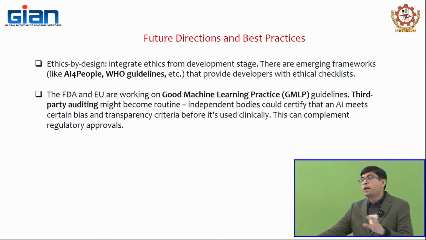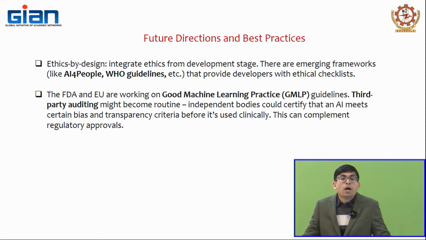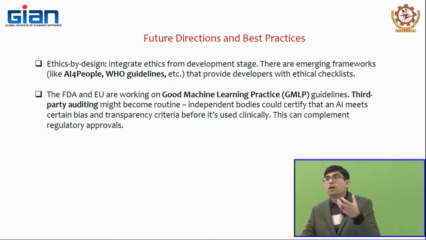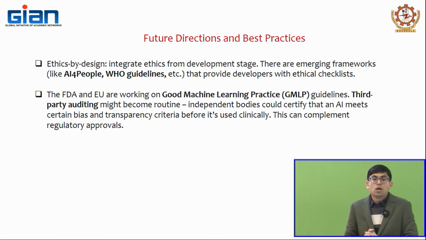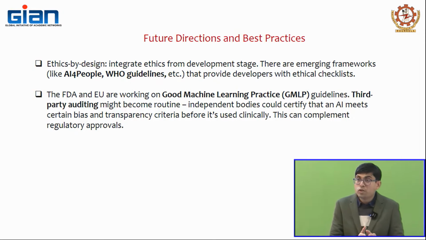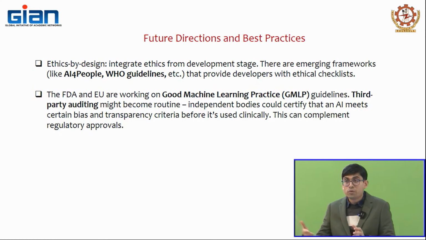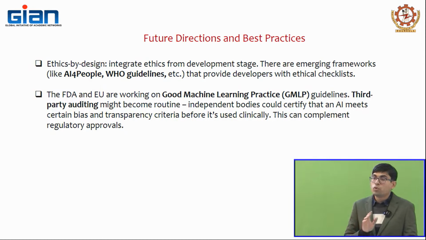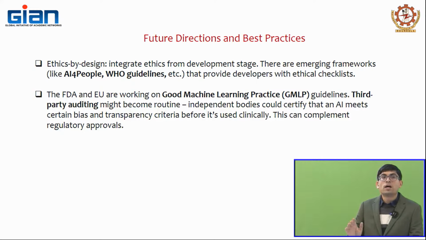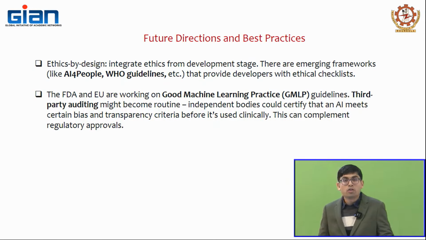There should be third-party auditing if possible, and this should become more routine. Independent bodies could certify how the AI models that are currently deployed in the clinic meet the current standards of bias and transparency, not just before their use, but also while they're used. So continuous evaluation of this. And this can complement the regulatory approval. Regulatory approval, once it's done, it's done. But we should have quality checks in place while the model is being deployed.